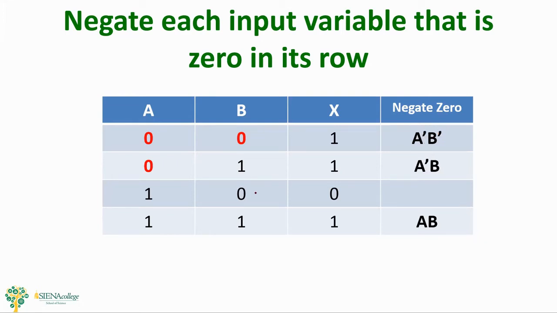So the question comes up, looking at the third row, B is a 0. So why don't we have a B negated over here on the far right? Well, the answer is, since there was no output, our X was 0, there's nothing to negate. We only do the negation for those rows that have an A or a B already in it.